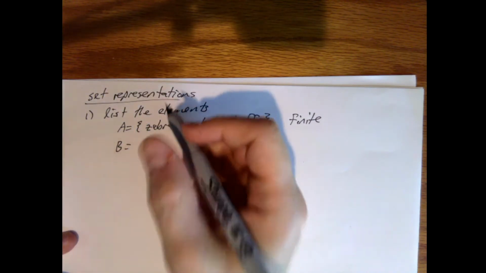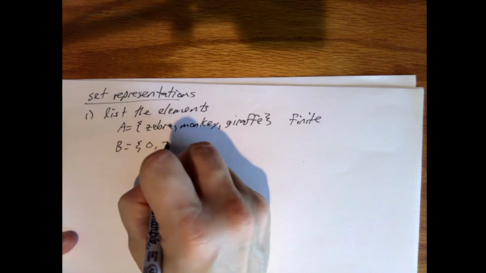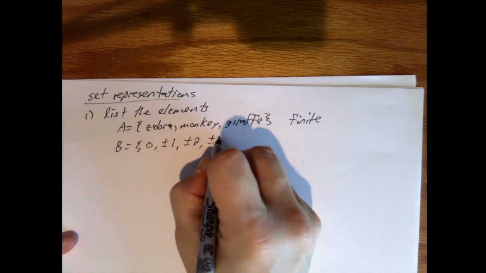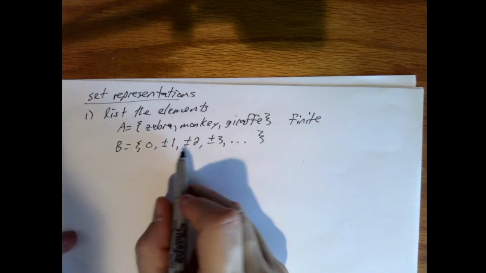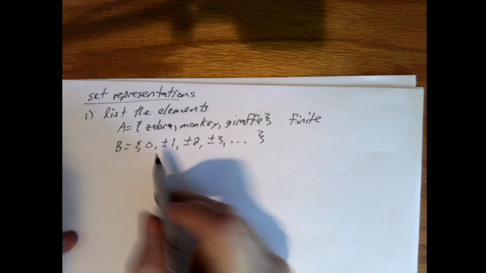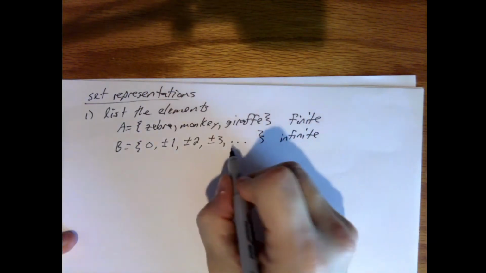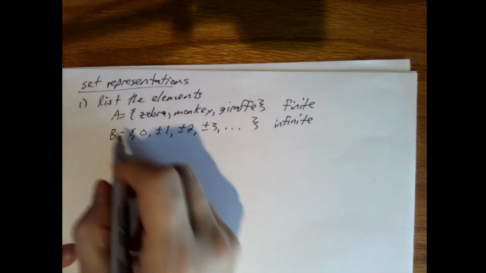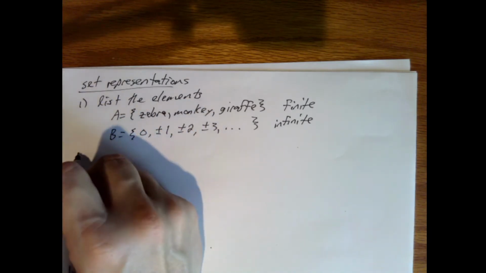We also could have something like this. 0, plus or minus 1, plus or minus 2, plus or minus 3, ... where you can see this is a set of all integers and this is infinite, hence the ... Okay, so that's one way to represent a set, or there's 2 ways there, excuse me, but they're all about listing the elements.